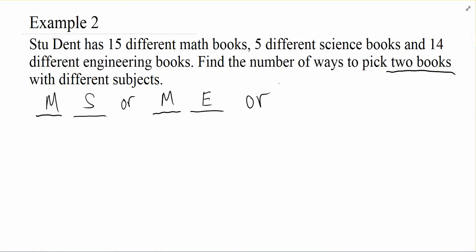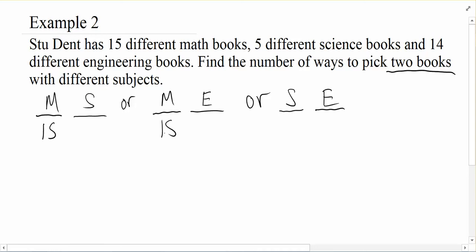So then the other possibility is, what if we don't have a math book at all? What if we have a science and an engineering? So these are our three possibilities to pick out two books with different subjects. But within those, we have a lot of different options. So for the math, there's 15 different textbooks that are math. For science, there's 5. And for engineering, there's 14.